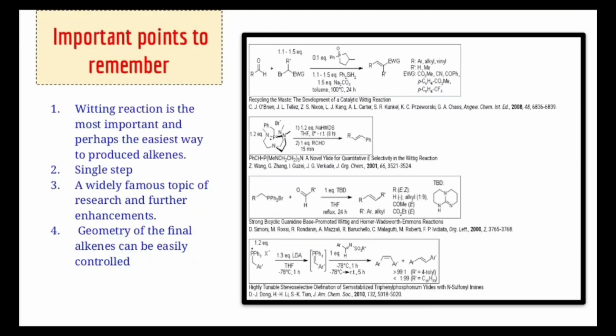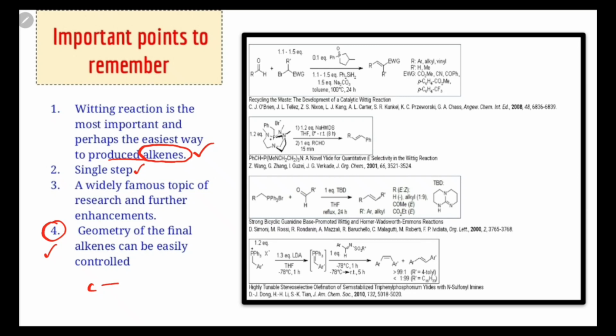Let's start this video by discussing the important points of Wittig reaction. First of all, Wittig reaction is the most important and perhaps the easiest way to produce alkenes. So, we can form alkenes. This is a single step reaction and it is a topic of further research. And the fourth point is the most important, that we can control the final product.